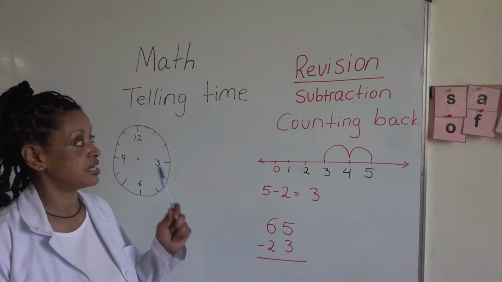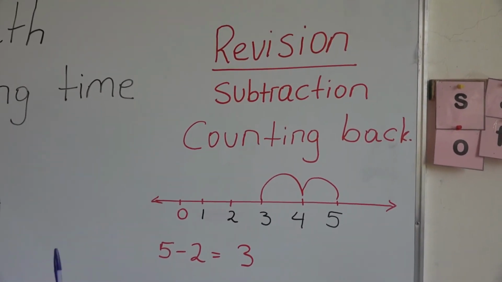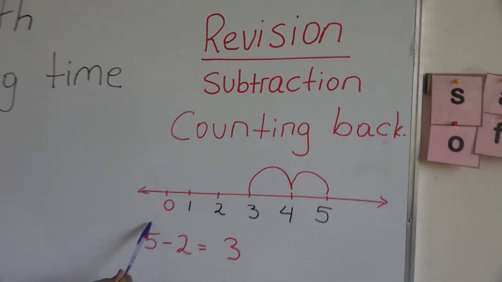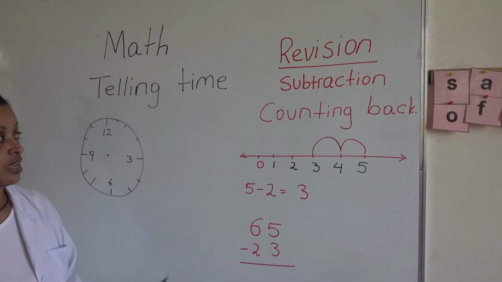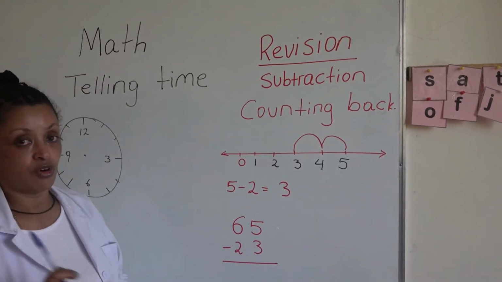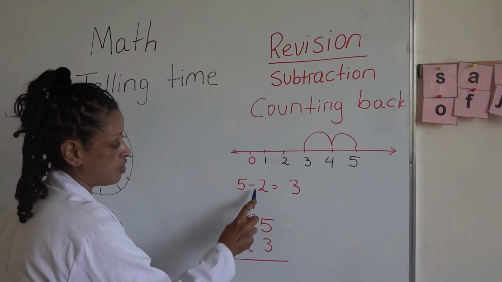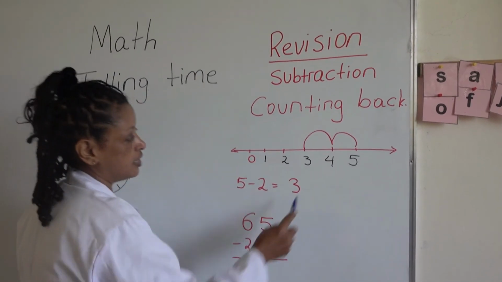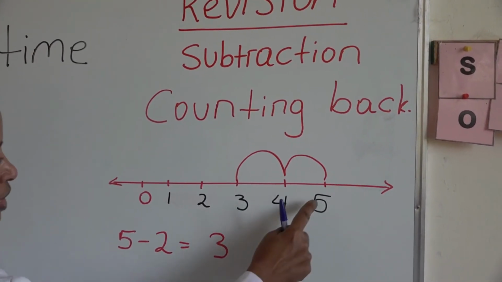Hello kids. Now let's learn about math. Remember last time Miss Vida showed you how to subtract numbers. Today we're going to revise subtraction by counting back and subtract 2-digit numbers. Subtraction, counting back. For example, we'll have 5 minus 2. Look here, 5 minus 2. And we have a number line, and then we're going to count back.